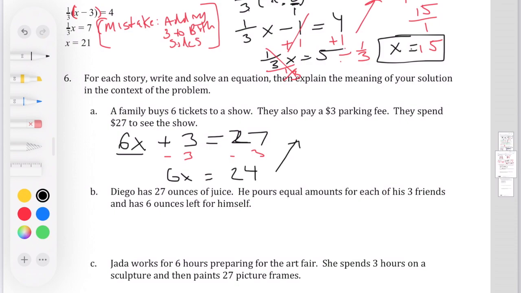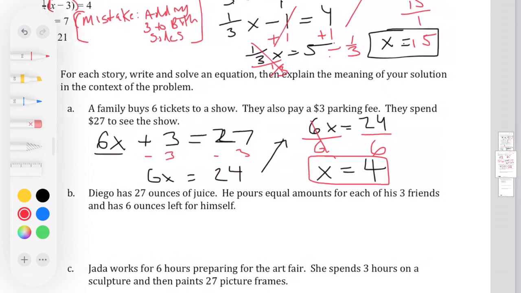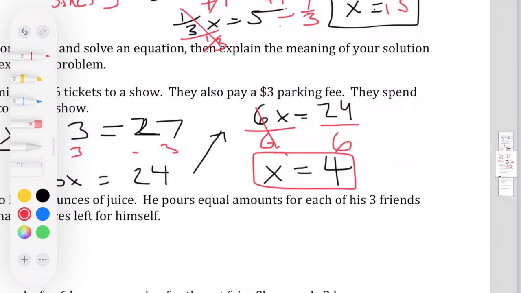Now, once we have 6x equals 24, we need to go ahead and divide by 6 to find out the cost of one ticket. Well, x is equal to 24 over 6, which reduces down to 4. Now, it isn't just good enough to find the variable or the solution here. We need to be able to put it back into context for that scenario or story. Well, we have 4. That means each ticket cost $4 for the family to buy.